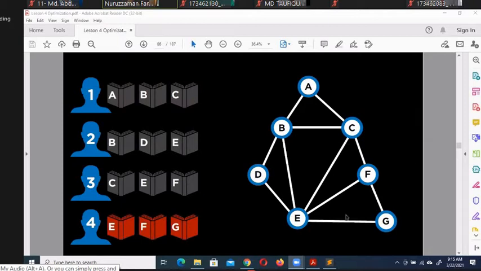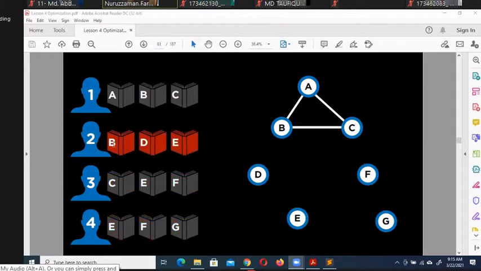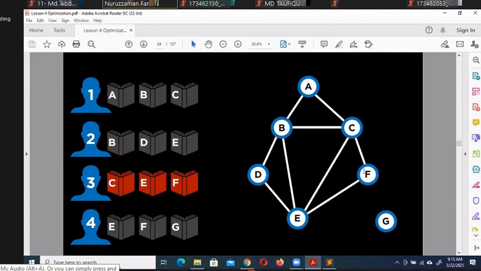So what we can see here, for the second student, B and D, D and E can't have the exam on the same day. For the third student, C and F and E can't have an exam on the same day. For the fourth student, the courses F and E and G can't have an exam on the same day. So these are the constraints.